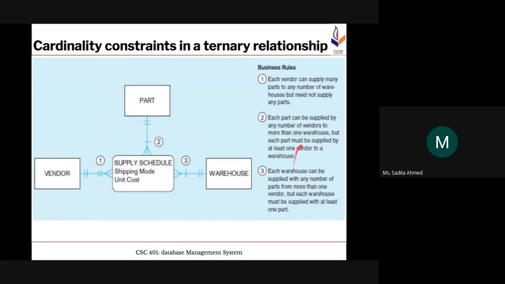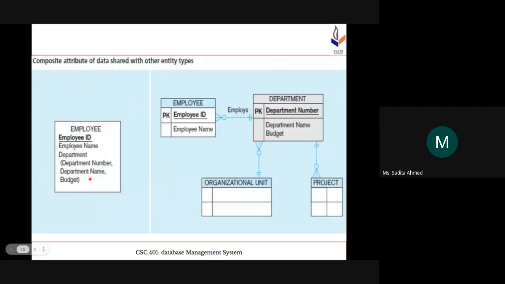However, let's look at the remaining business rules. Each part can be supplied by any number of vendors to more than one warehouse, fine so far, but each part must be supplied by at least one vendor to a warehouse. This part, how do you specify that? Following the previous. Come again? Isn't it to one bar? Yes, exactly. Here you can do it. But could you have done it in the previous representation?